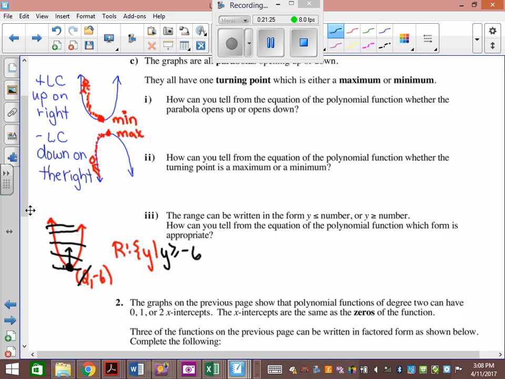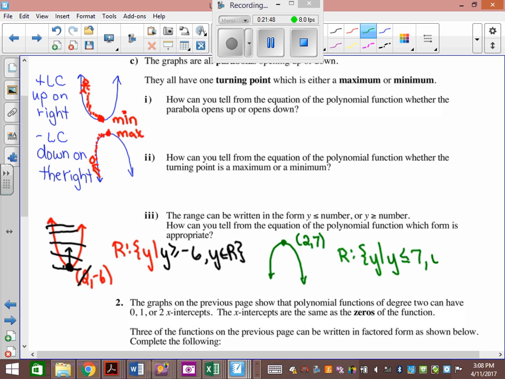So whenever you have a minimum, you get this. Now say we have a maximum instead. Say we have a graph like this, and you go into your calculator and check, and we find the max. And the max is at 2 and 7. My range is going to be y such that y is less than or equal to 7. Okay?